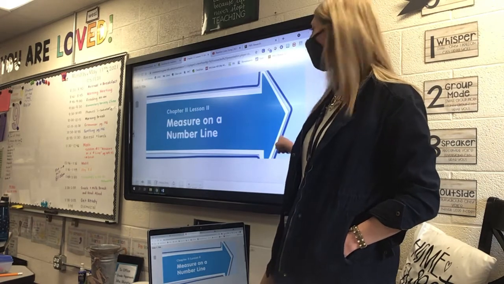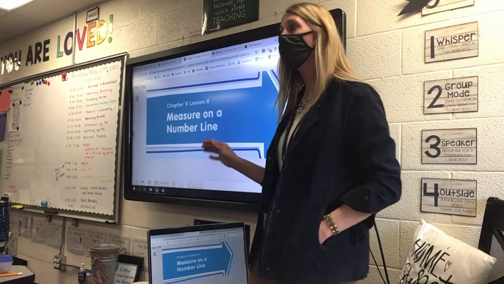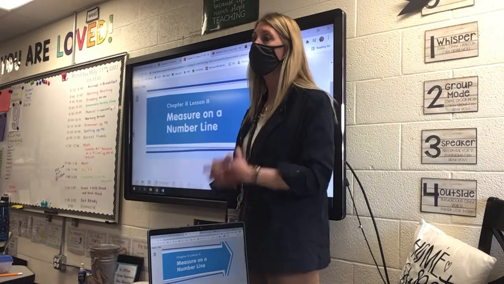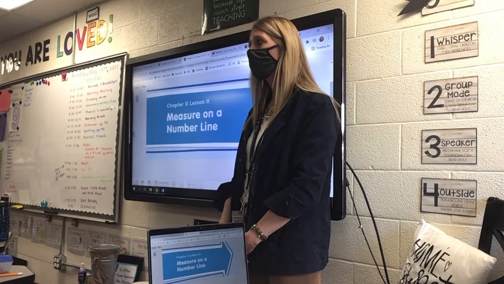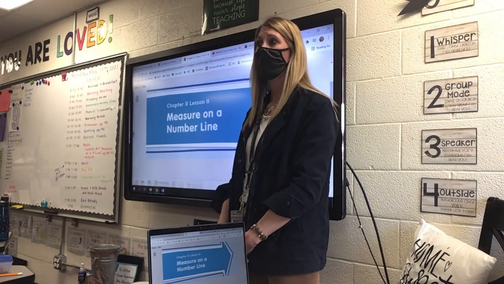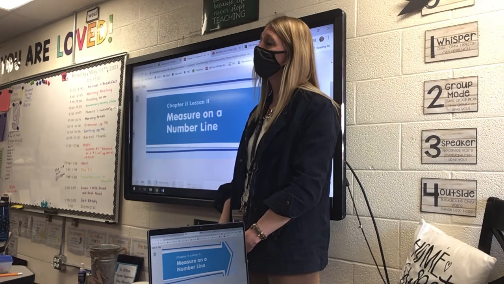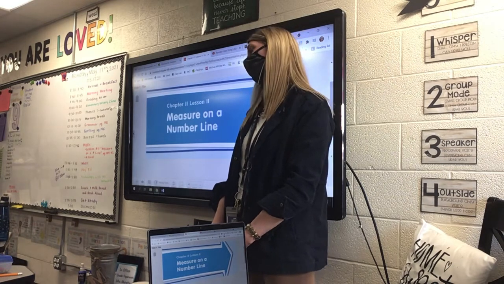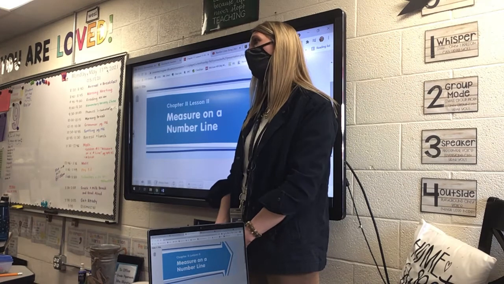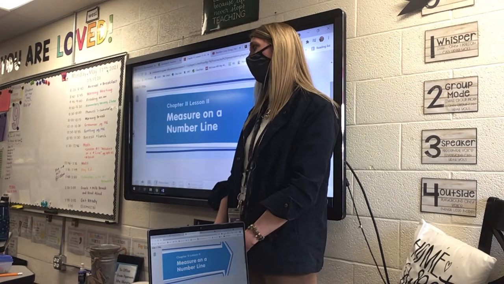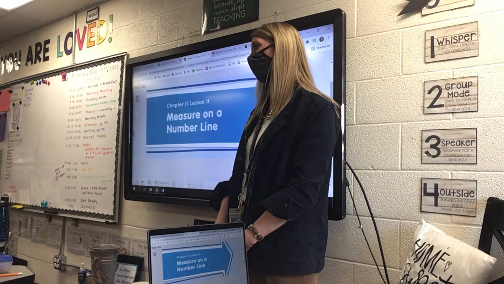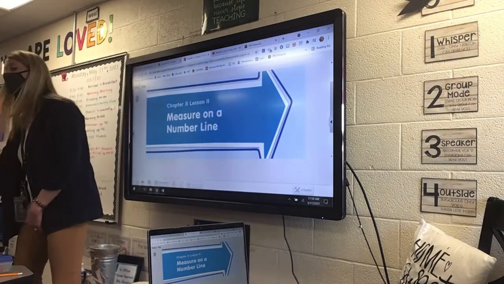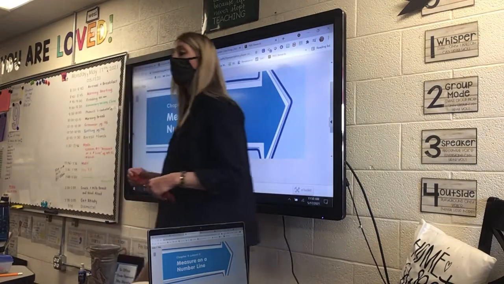All right, so what we're going to learn today is how can we measure on a number line? Eyes up here. Are you guys being respectful? Carson, what are we going to measure on today? Mason, what are we going to measure on today? A number line.